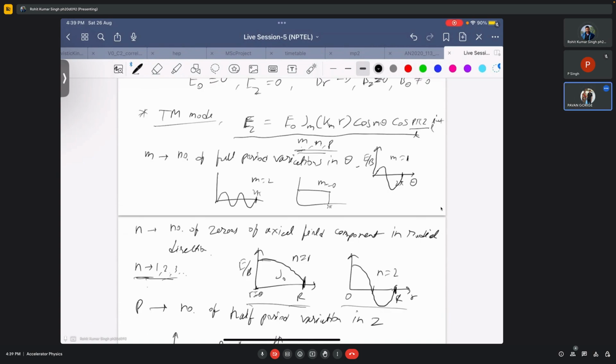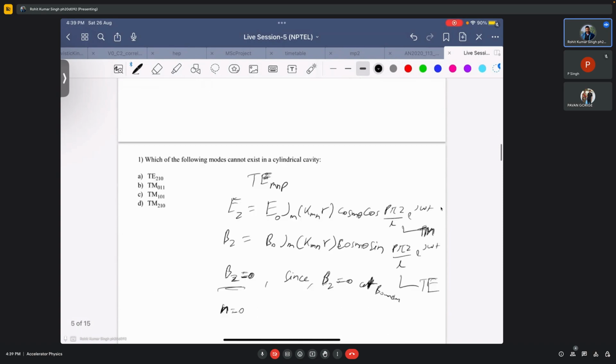You see? So we cannot have n equal to 0, because the field should go to 0 at least at the interface, right? The axial field. Otherwise we violate the boundary conditions. We cannot do that. So that's why n cannot be 0. So this one is also not allowed.